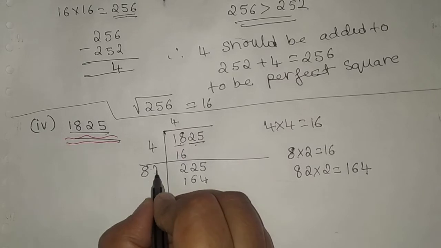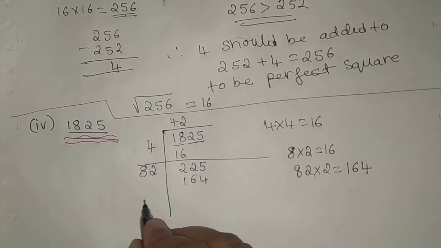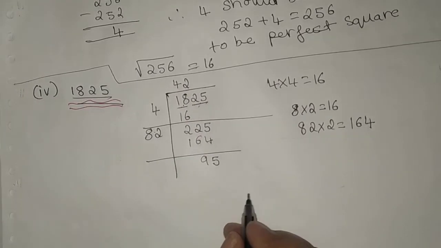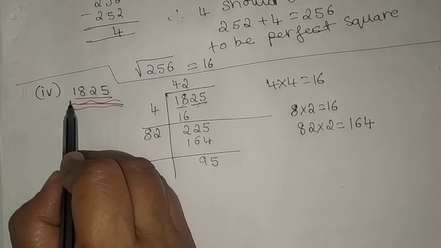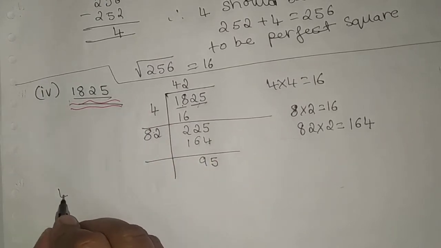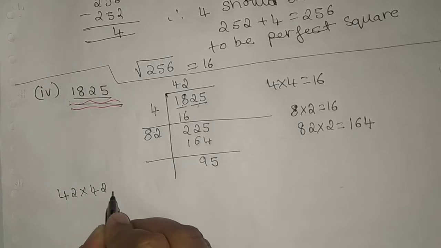Here how much? 2. 82 into 2 is next step, minus this we get 95. So the number given is 1825. 42 into 42. So check out what is 42 into 42. 42 into 42, how much do I get?